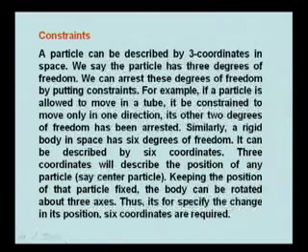We can adjust these degrees of freedom by putting constraints. For example, suppose we say that the particle is allowed to move in a very thin tube, or on a rod, then it is constrained to move only in one direction, and its other 2 degrees of freedom have been removed. So, we have removed 2 degrees of freedom.